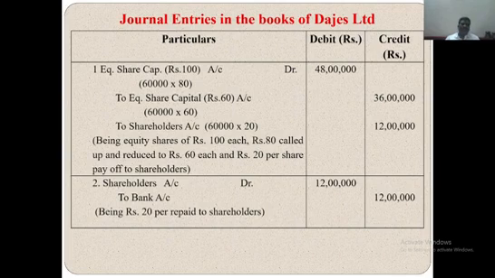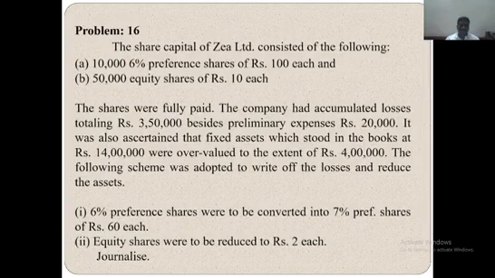Equity share capital account debited to equity share capital account, to shareholder account. So how much? 60,000 into 80, 48 lakhs. 60,000 into 60, 36 lakhs. 60,000 into 20, 12 lakhs. That means transfer to shareholder account. This amount paid to shareholders: shareholder account debited to bank account.